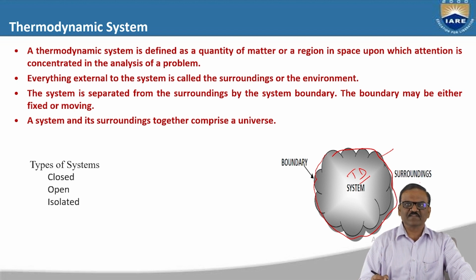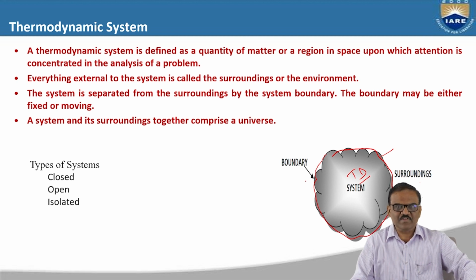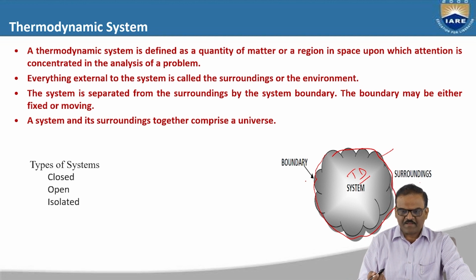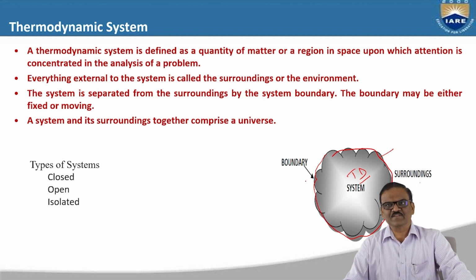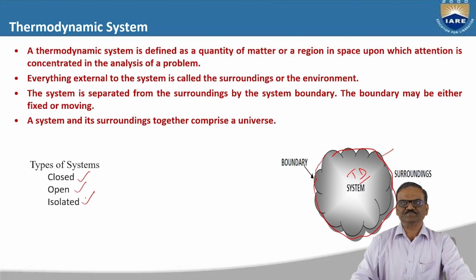The system is separated from the surroundings by the system boundary. The boundary may be either fixed or moving, and these boundaries can also be further classified into adiabatic boundary and diathermal boundary. Like that, the boundaries also have a significance in the thermodynamic system. A system and its surroundings together comprise a universe. Then what are the types of systems we come across? One is closed system, open system, isolated system.